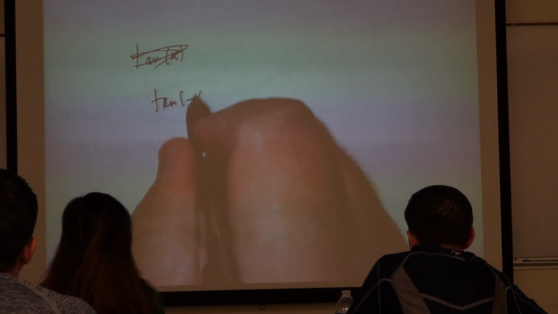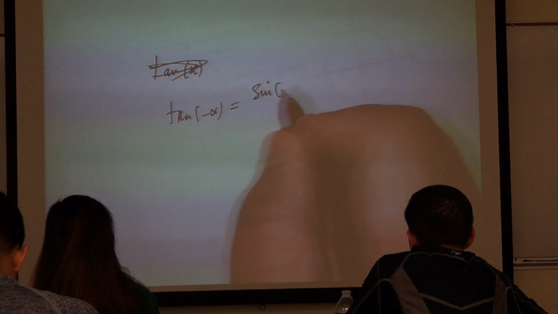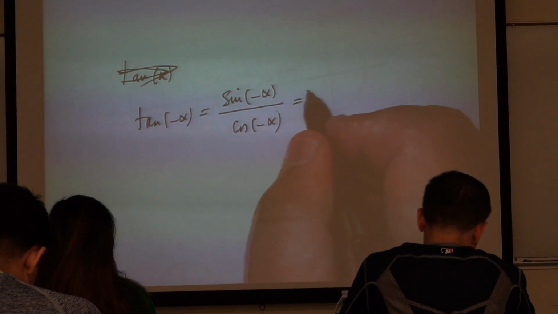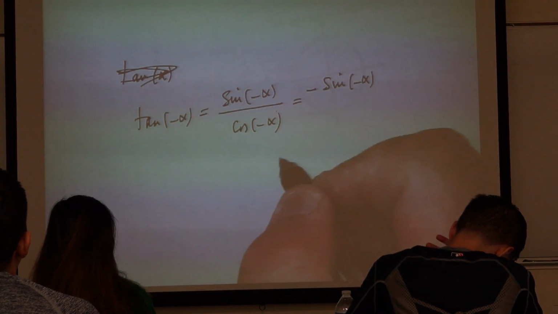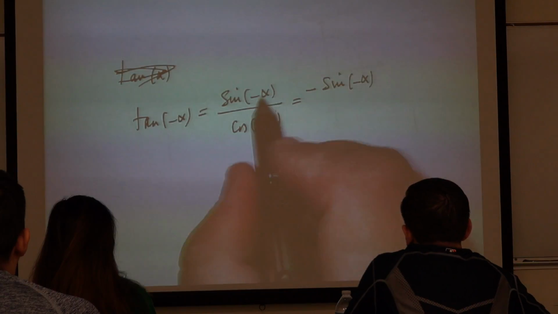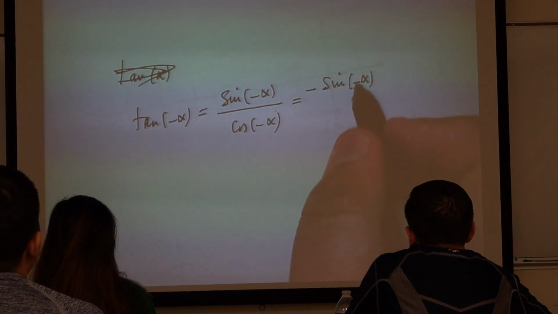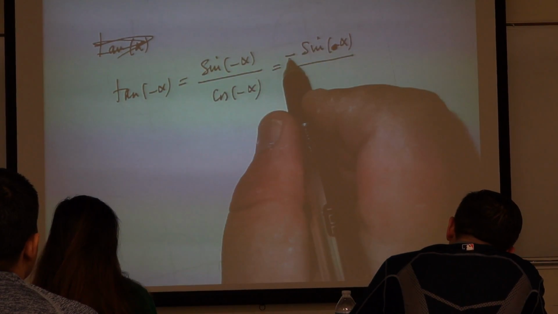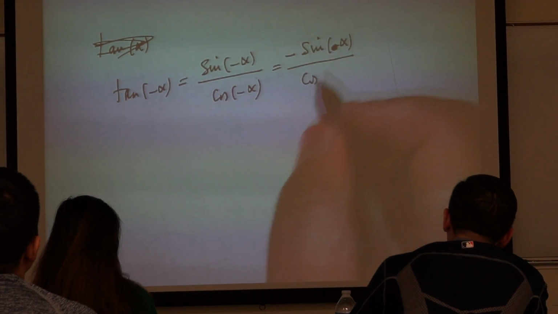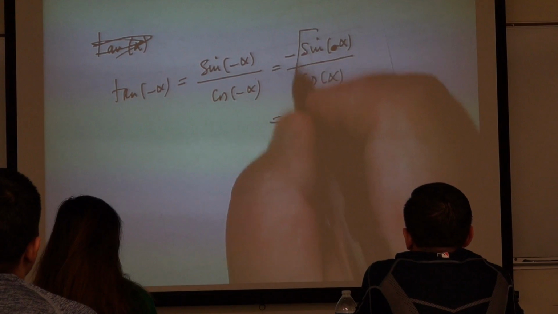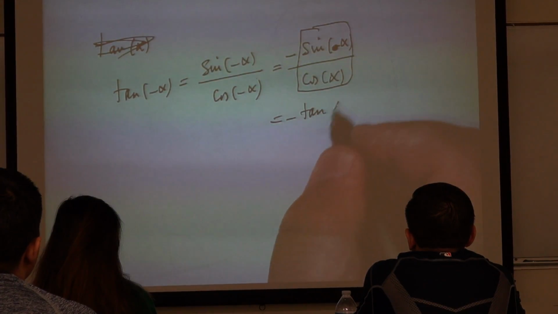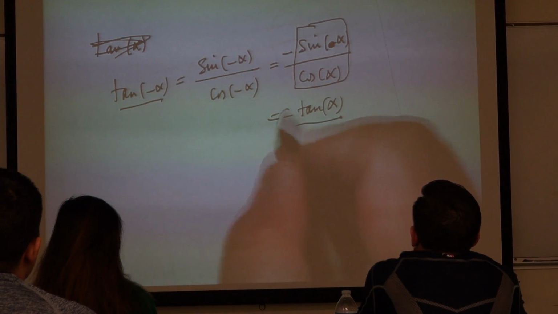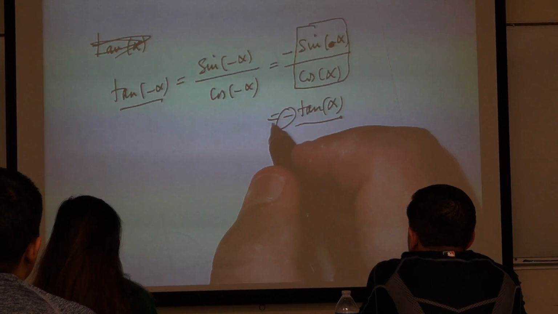What's tangent negative alpha? It is sine of negative alpha over cosine of negative alpha. But the sine of negative alpha is negative sine alpha. Which means when you replace alpha with negative alpha, you get negative sine of alpha over cosine alpha. But what is this? Sine alpha over cosine alpha, negative. You see? That's why it's odd. Everything is odd. You have to keep the negative for all of them except cosine.